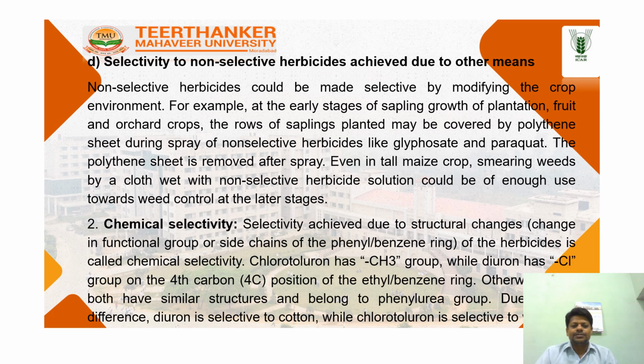Chemical selectivity. Selectivity achieved due to a structural change in the functional group of the side chain of the phenol herbicide is called chemical selectivity. One has a chlorine group at the fourth carbon position of the benzene ring. Both have similar structure, being phenolic groups. The difference in the group gives selectivity to cotton.